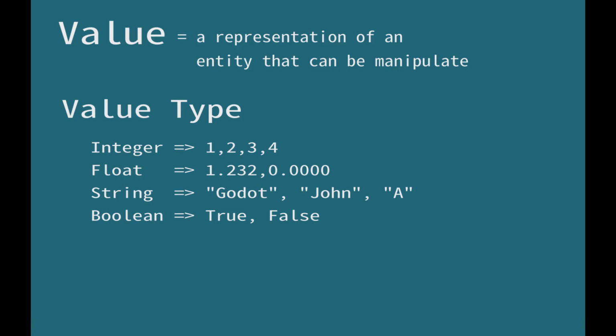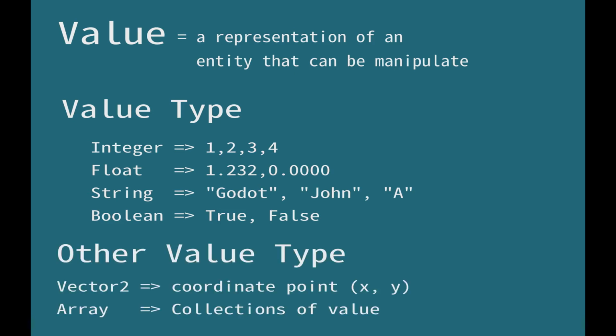This is basics. There are a lot of other variable types, for example a Vector2, which represents a coordinate point x and y, and an array, a collection of values. There are other types which we will discuss in the future. So that's it for this one. Let's proceed to code the board.